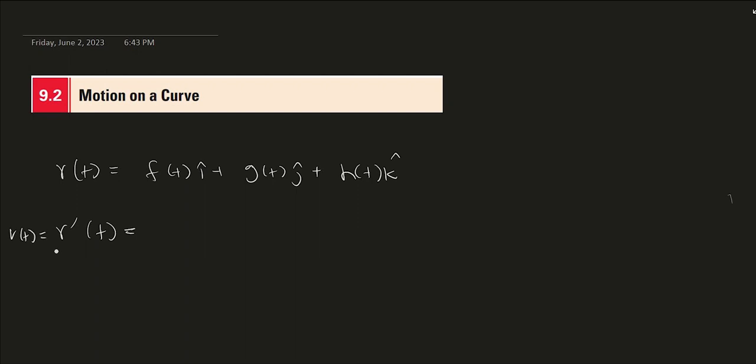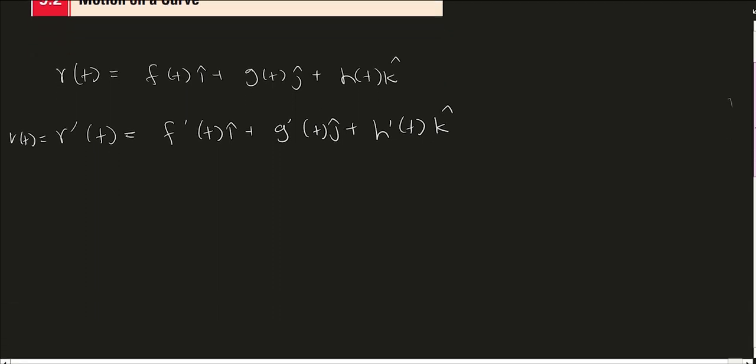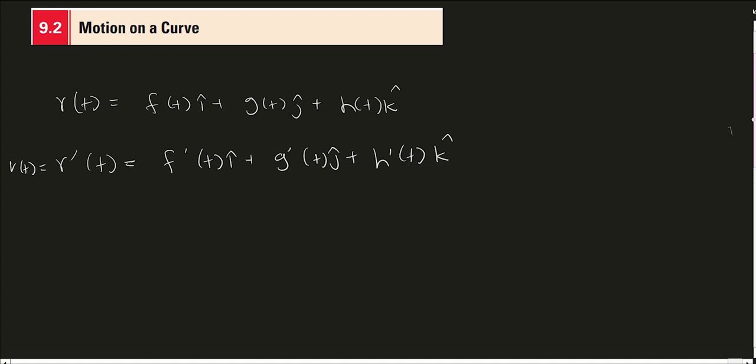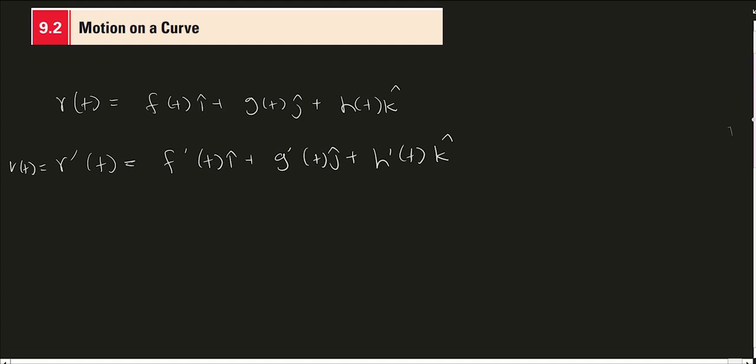We're just gonna take the derivative by component, like I told you in my video on how to take the derivative of a vector function. If you haven't watched that, I'm gonna post the link in the description below so you can watch that video. Here we take the derivative component by component. So this is gonna be our velocity function.